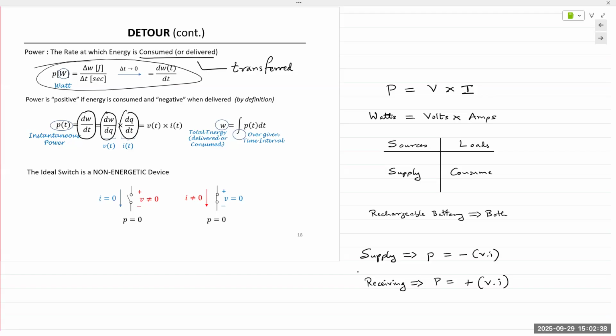So if it's an adapter or a charger, we say it's 50 watts, but mathematically, I would say it's minus 50 watts. My adapter supplies minus 50 watts, plus my device, which is plus 50 watts, sums up to 0. My equations are balanced. Law of conservation of energy is satisfied.